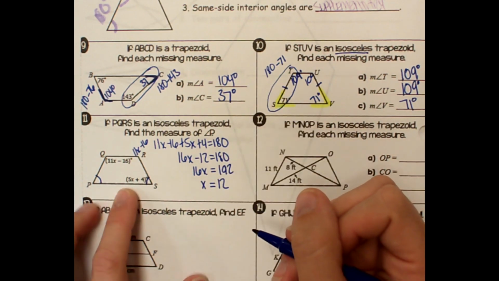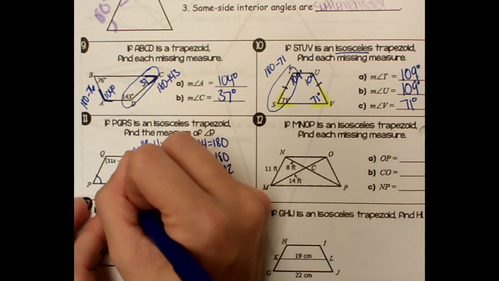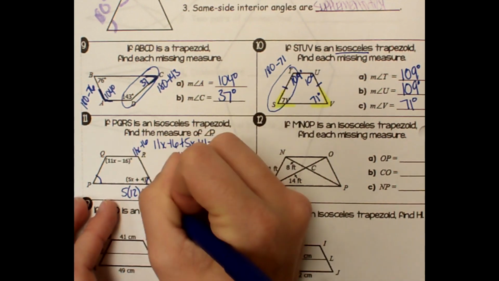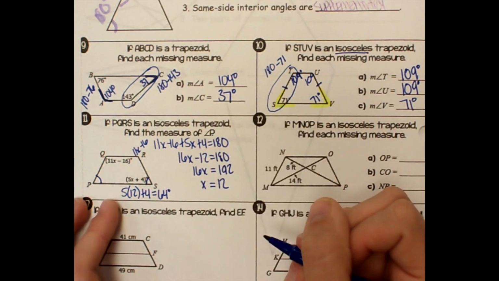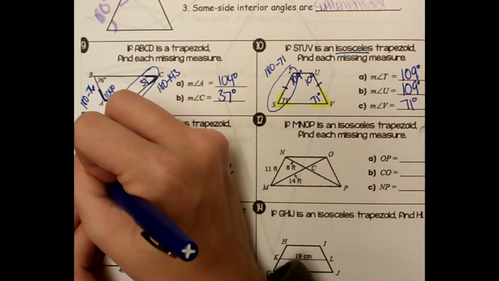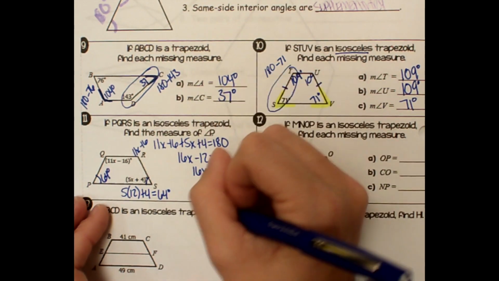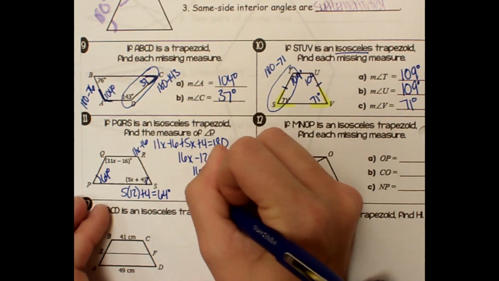Once we know what x is, we can substitute it in here. So 5 times 12 plus 4 is equal to 64 degrees. If we know angle S is 64, then we know that angle P is 64 degrees. So we could say angle P equals 64 degrees.